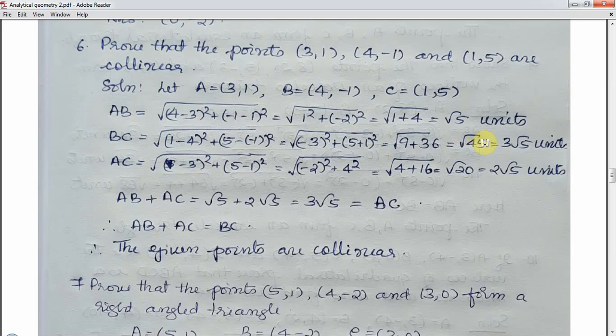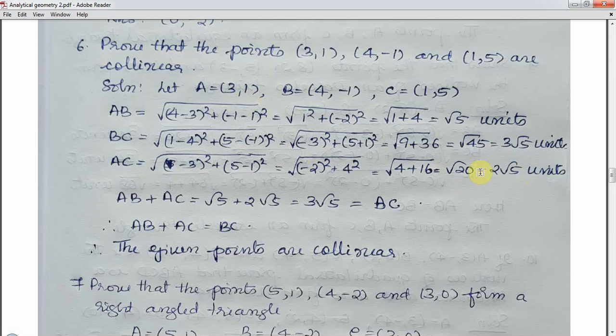5 we will keep it as it is, and taking the square root of 9 we will be getting 3 outside. Therefore, root 45 is root of 9 into 5. 9, when it comes outside the square root, it becomes 3. Then we will come to AC. AC is these 2 points, 1 minus 3 whole square plus 5 minus 1 whole square, taking the square root. Simplify, we will get it as equal to root 20.